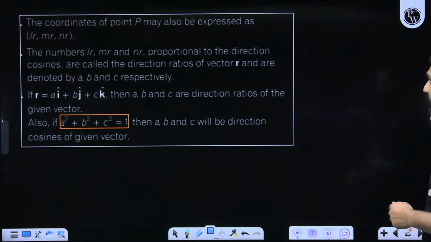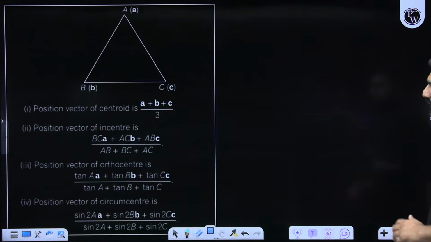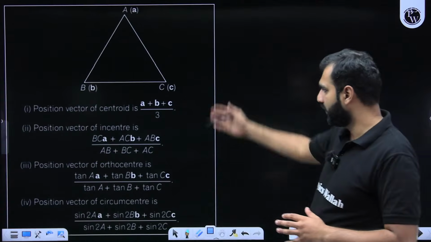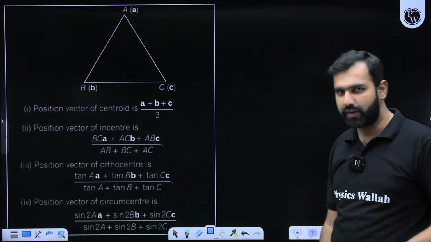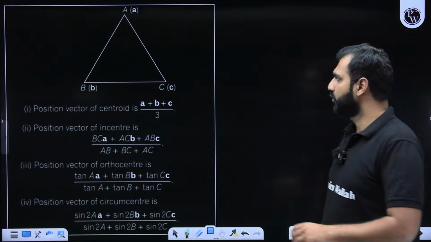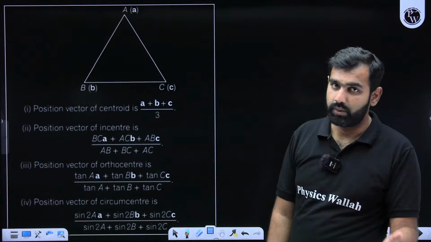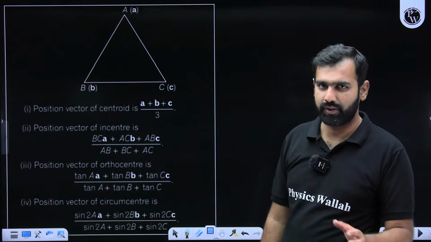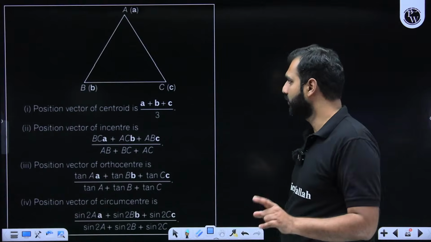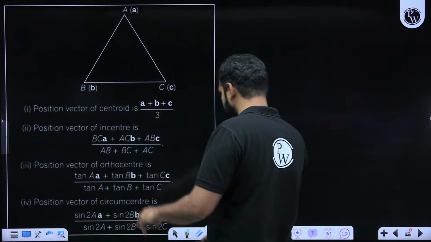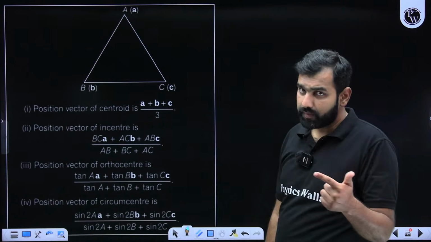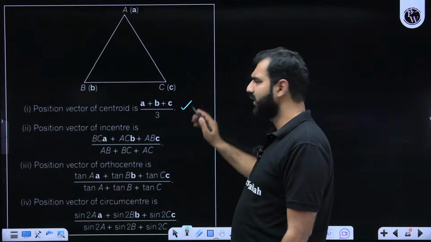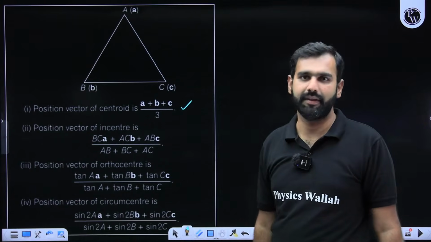Now moving ahead with the next part. This is something I would not be revising in detail, so learn it in 3D vector form only, so that you don't have to do it in 2D. Coordinate and 3D are almost the same, but you have to look at the pattern. If there is a triangle ABC, the position vector of the centroid is always the sum of these three vertices divided by 3.